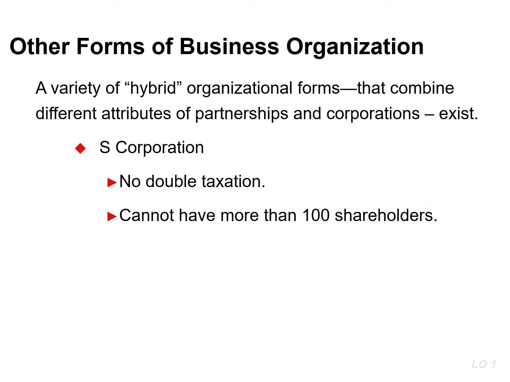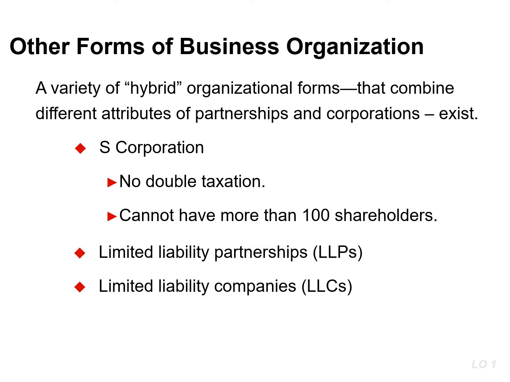A variety of hybrid organizational forms exist that combine different attributes of both partnerships and corporations. One type of corporate form, called an S corporation, allows for the legal treatment as a corporation, but the tax treatment as a partnership, so no double taxation. One of the primary criteria is that the company cannot have more than 100 shareholders. Other forms of organization include LLPs and LLCs.